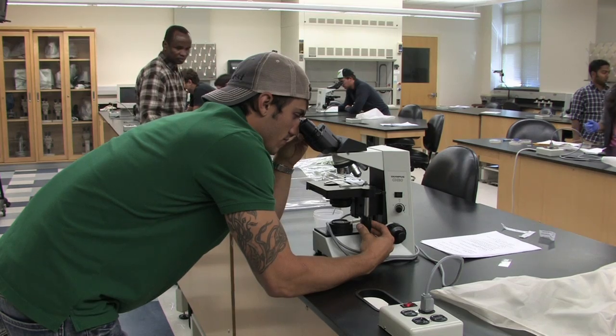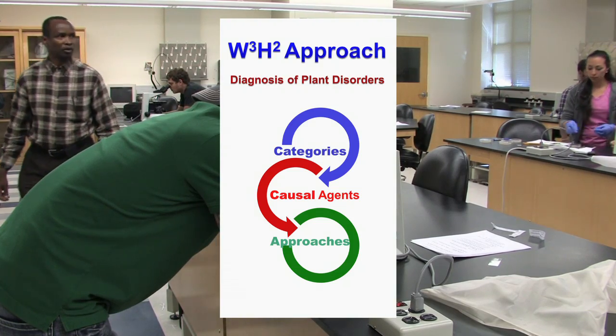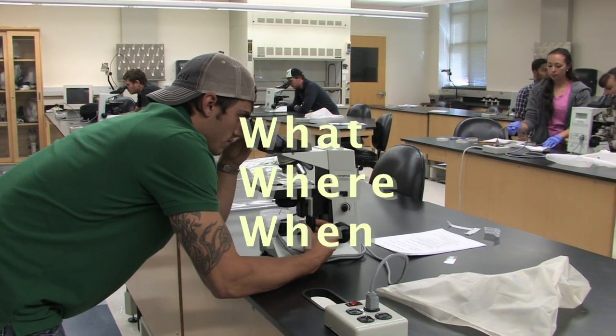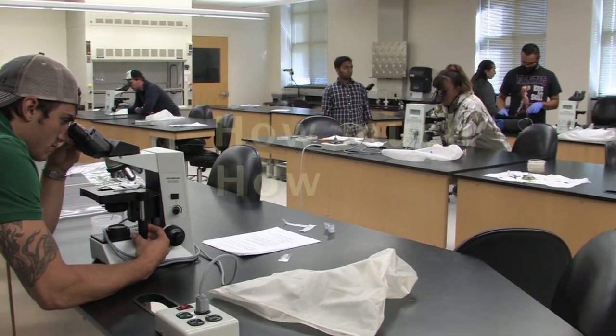What we try to do is to teach the student not what to think, but to teach them how to think critically so that they can approach a problem and go about gathering all the information so that they can solve that problem. Students learn how to diagnose plant disorders by using the W3H2 approach. The 3 W's stand for what, where, and when, while the 2 H's stand for how much and how.